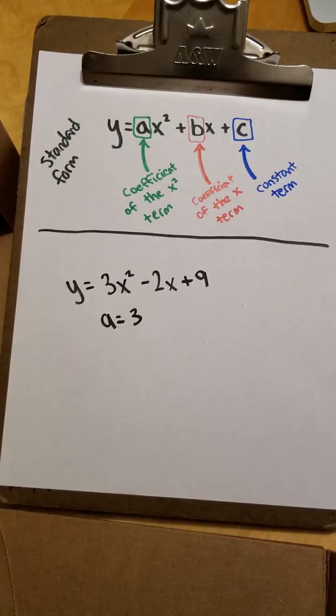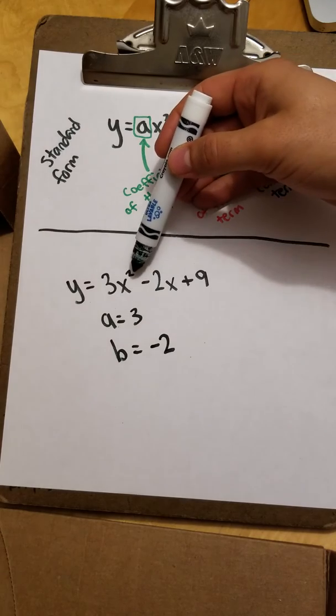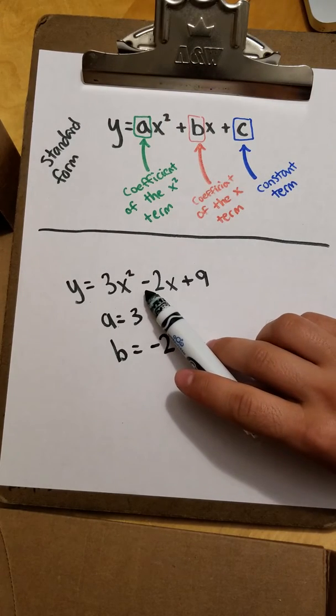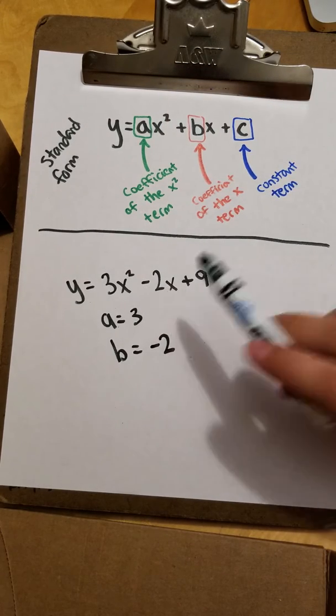b is the coefficient of the x term. And in this case, it's negative 2. And be careful. Always look at the operation in front. This is subtracting, so it's the same as adding a negative 2x.